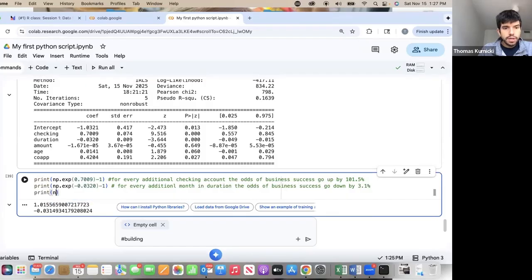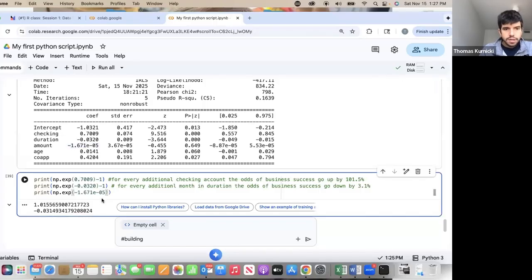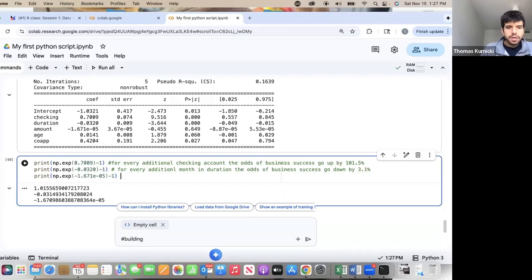I'm going to do np.exp, and in this case, the amount. The amount. Who wants to tackle the amount? Artem, do you want to tackle the amount?